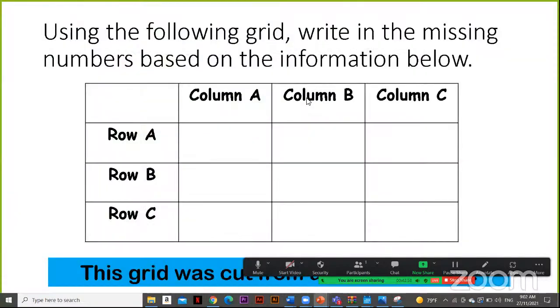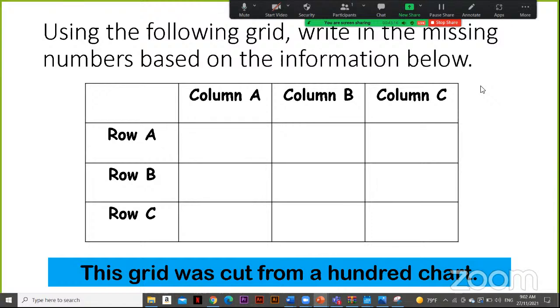So here is a problem, and I received this from one of my students. It says, using the following grid, write in the missing numbers based on the information below. This grid was cut out from a hundreds chart. Remember, a hundreds chart is a 10 by 10 grid with 100 numbers on it, 10 across, then the other 10, and so on.